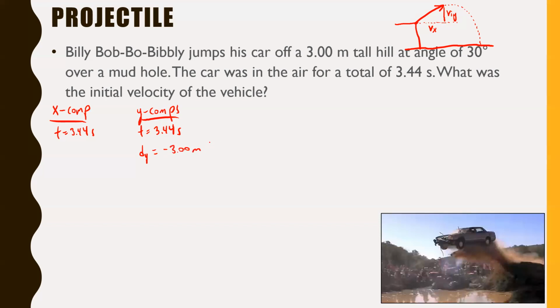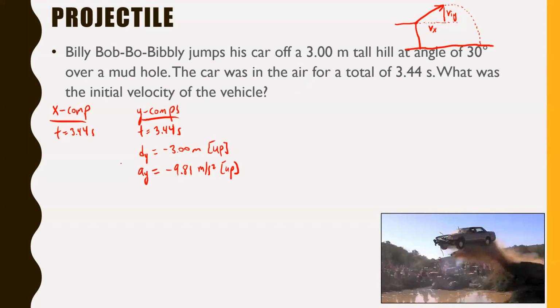The reason I'm calling it negative is I want up to be a positive direction. If the car is dropping to the bottom of a 3 meter tall hill, of course, that's going down. So I need to make it negative. We also know, since we have a Y direction, we know gravity is coming in here. So we have acceleration in a Y direction. That's going to be negative 9.81 meters per second squared. What else do we have here?